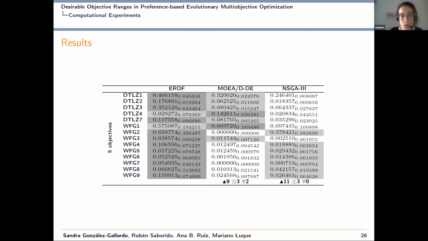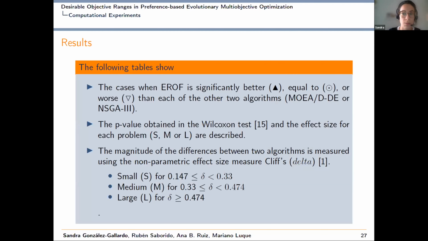Well, also, we show some final tables in which we provide the p-value obtained in the Wilcoxon test and the effect size for each problem. The magnitude of the difference between two algorithms is measured using the non-parametric effect size measure Cliff's delta, denoted by delta. I show you if the effect size is small, medium, or large.